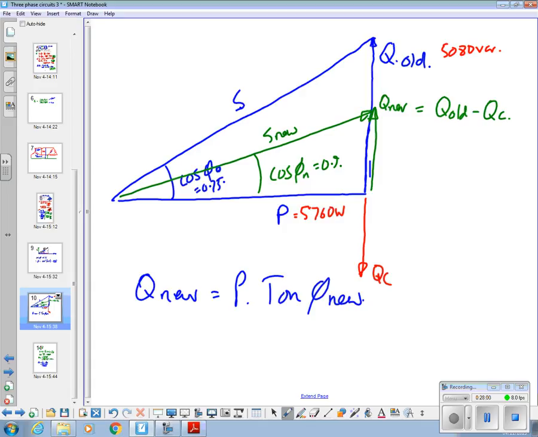Because for this angle we have the cosine of the angle, we know this side and we want to know that side, so I can find the angle, which comes out at 25.8 degrees. I'm going to put this worked answer up on the site for you, so I don't want to go into too much detail. Then we can work with the tangent, using P and Q new to find Q new. We get Q new equals P times the tangent of that angle.